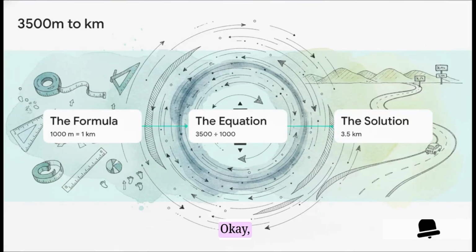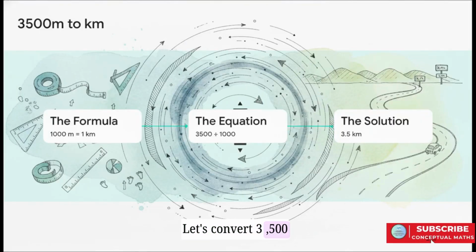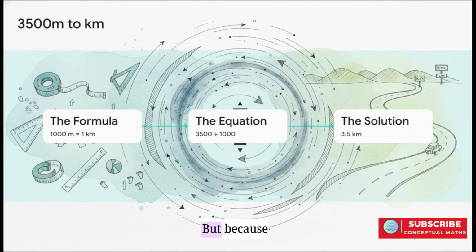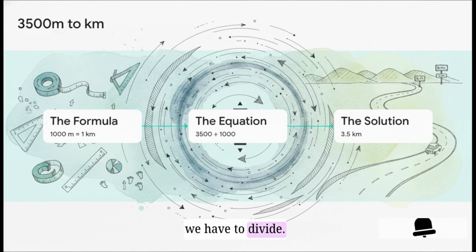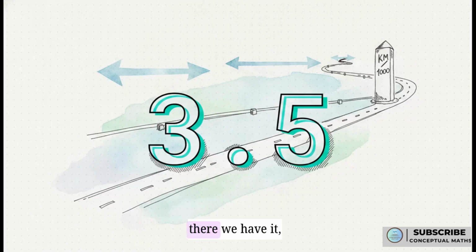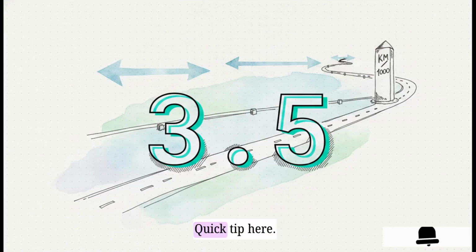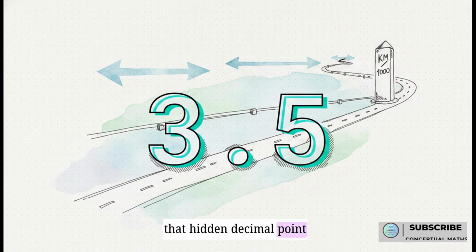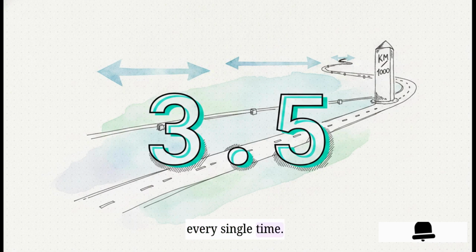Great job. Okay, now for the reverse. Let's convert 3,500 meters back into kilometers. The base formula is exactly the same. 1,000 meters make up 1 kilometer. But because we're moving from a smaller unit, meters, up to a bigger one, kilometers, our golden rule tells us we have to divide. So we confidently take our 3,500 and divide it by 1,000. And there we have it, 3.5 kilometers. Quick tip here, when you divide any number by 1,000, you're essentially just taking that hidden decimal point and sliding it 3 places to the left. The division rule works perfectly every single time.